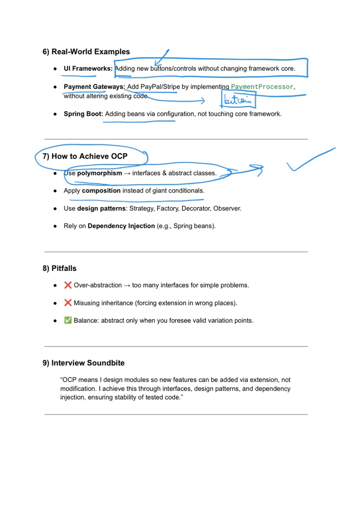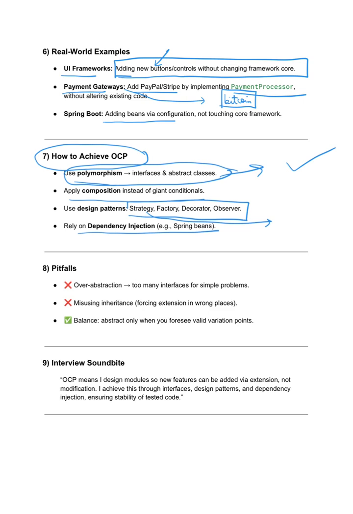Apply composition instead of giant conditions. So don't put too many if else logic, right? You can use design patterns, which we will discuss, like strategy pattern, factory pattern, decorator, observer, right? Which can help you in taking right decisions. Strategy means at the service layer, you take the decision which implementation to call, and you can rely on dependency injection.